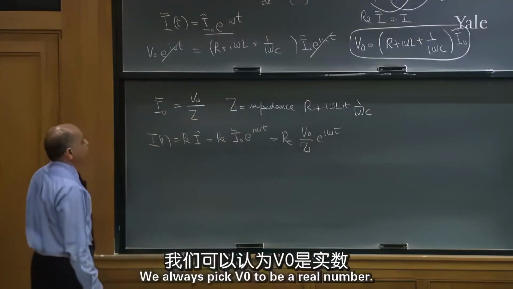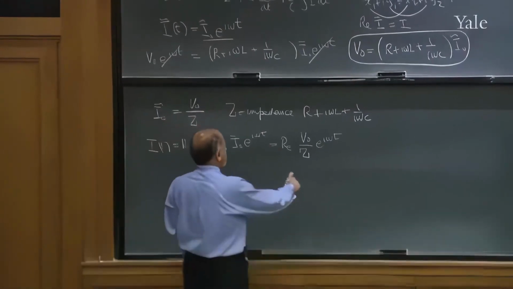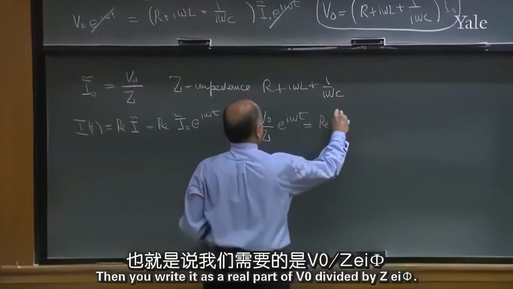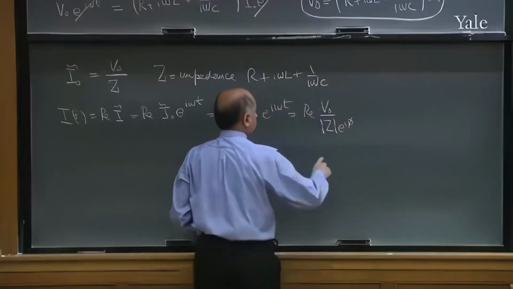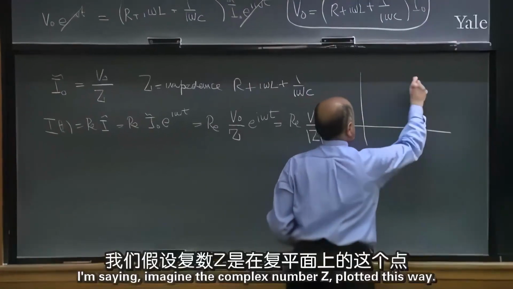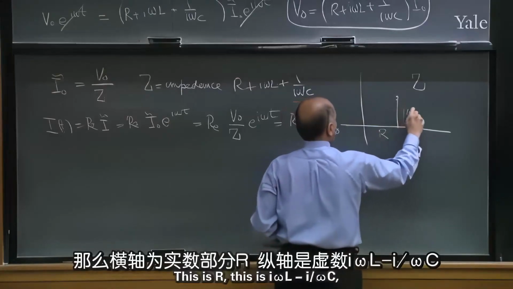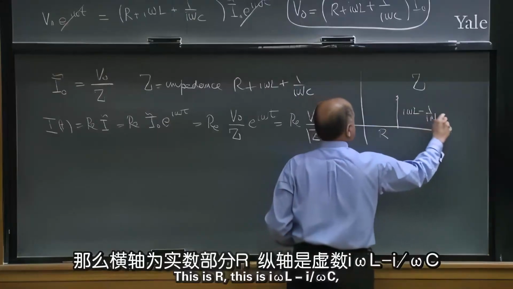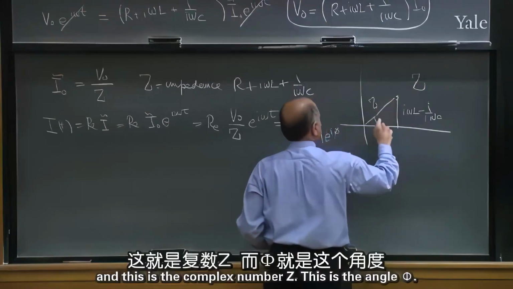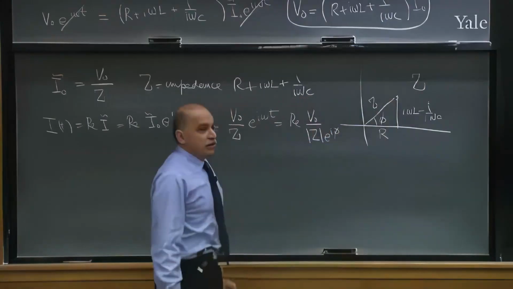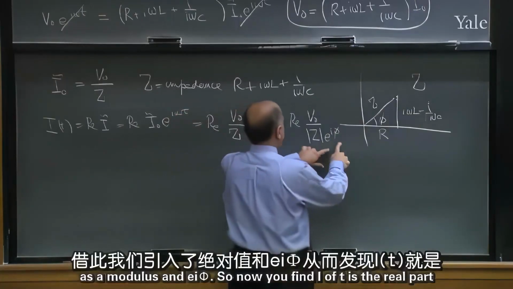We always pick V0 to be a real number. The amplitude on the voltage, we can take it to be a real number. Then we write it as real part of V0 divided by Z e to the I phi. So I should tell you what this is. Imagine the complex number Z plotted this way. This is R. This is I omega L minus 1 over I omega C. And this is the complex number Z. This is the angle phi. Then you write the same complex number in polar form as its modulus and e to the I phi.